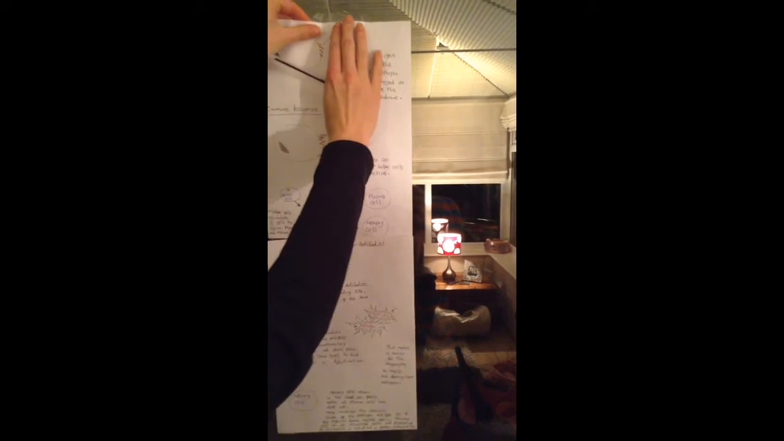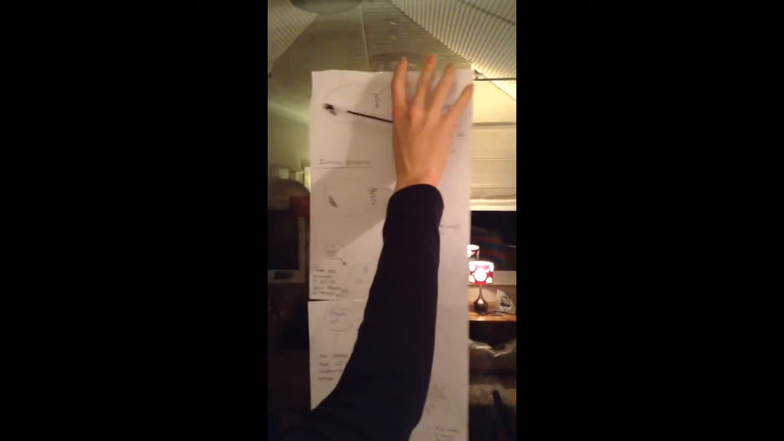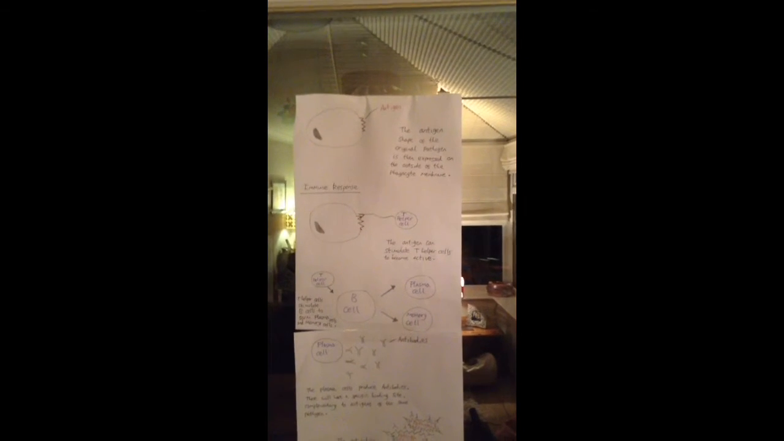So, the next bit is, once the pathogen has been broken down in the phagocyte, the pathogen's antigen, so the specific shape of the pathogen, is expressed on the outer membrane of the phagocyte. So on the outside of the membrane it's expressed.